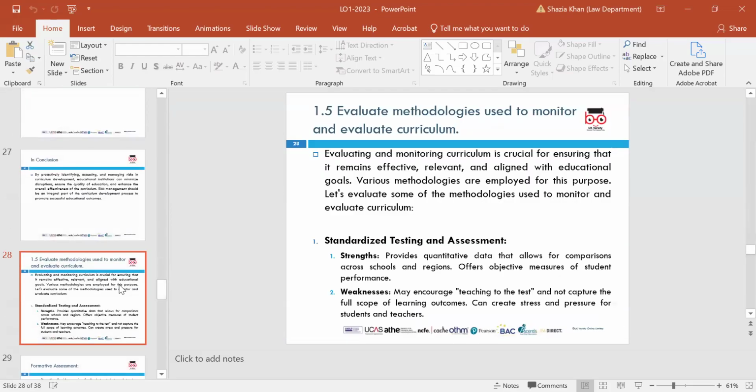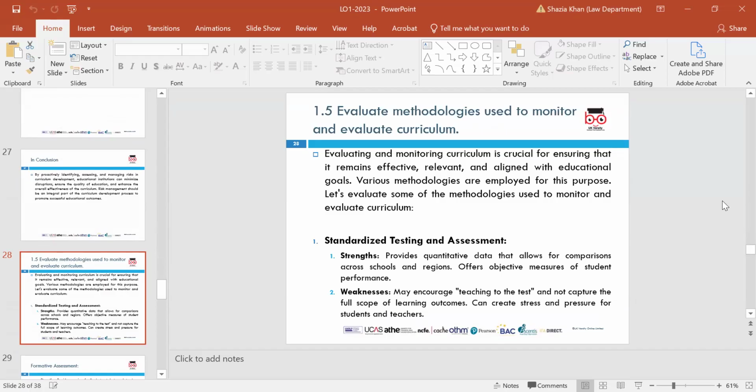So in regards to 1.5, evaluate methodologies used to monitor and evaluate curriculum. Evaluating and monitoring curriculum is crucial for ensuring that it remains relevant, effective, and aligned with educational goals. Various methodologies are employed for those purposes. Some of the methodologies we're going to look at: standardized testing and assessment.